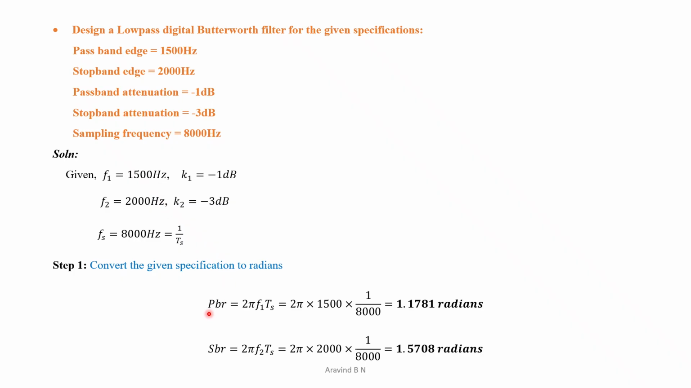So that is passband in radians is given by 2 pi f1 into Ts. By resolving this, we are going to get 1.1781 radians. Then stop band in radians is 2 pi f2 into Ts, that is 1.5708 radians.